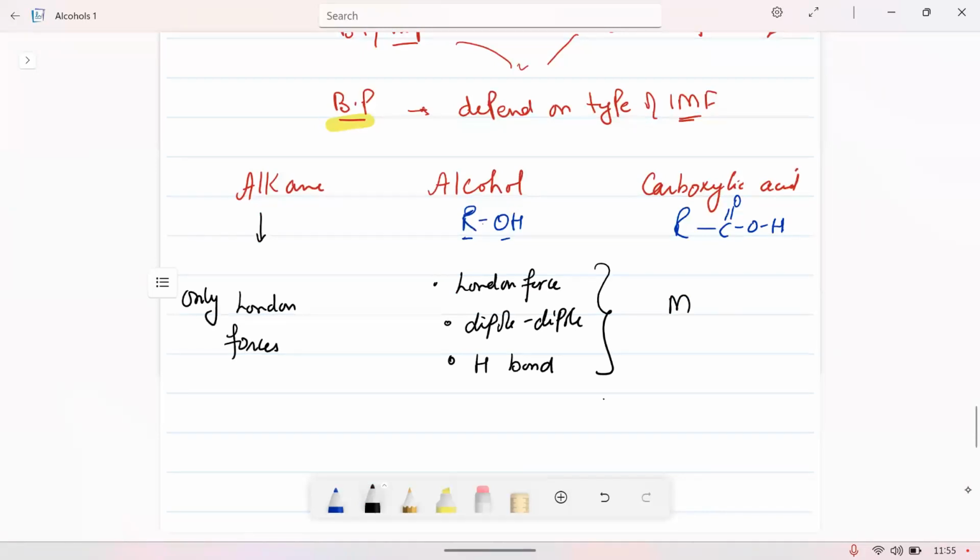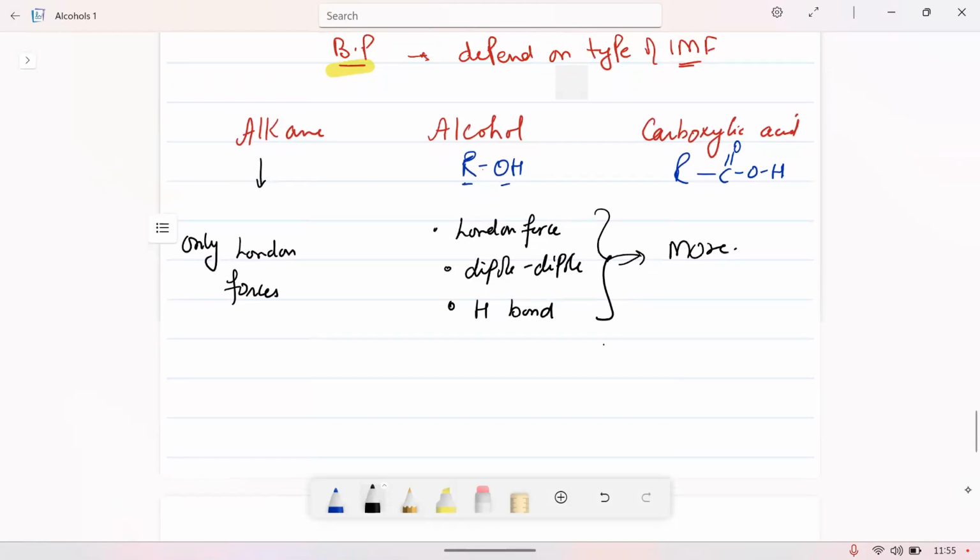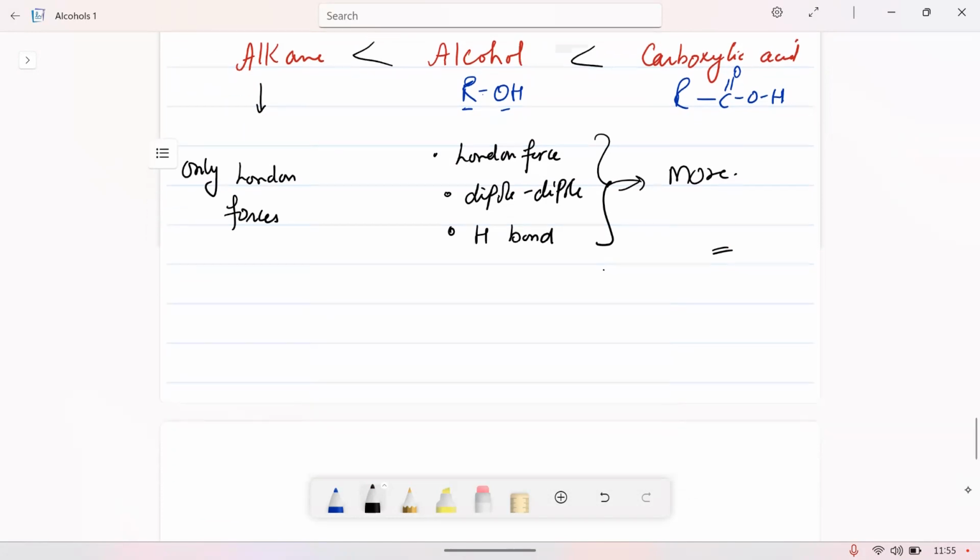Carboxylic acid has all of these, but they are all more. More details we have already done in that chapter on intermolecular forces, so I'm not going to show it over here. So this clearly shows that there are more forces to be broken over here. So the order of boiling point would be this way. The carboxylic acid will be highest. So in the exam, if they ask you, you need to talk in terms of the intermolecular force. So this was the comparison of carboxylic acid. This was a comparison of the alcohols with alkanes and carboxylic acid.